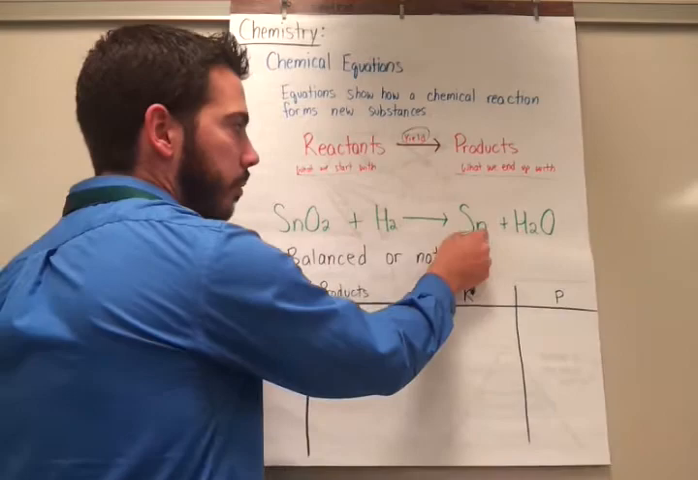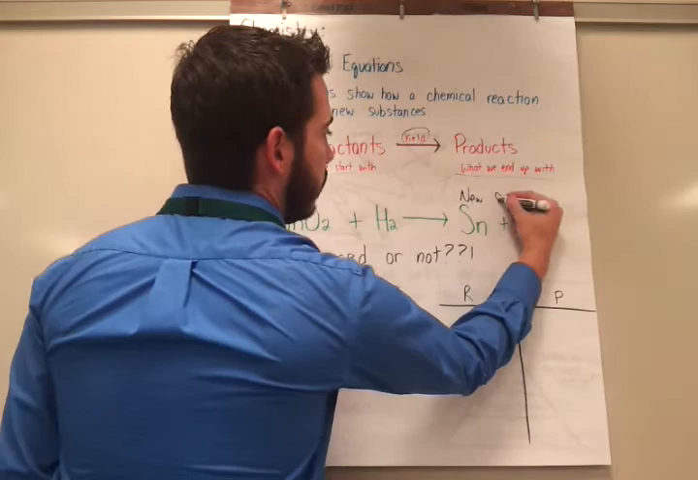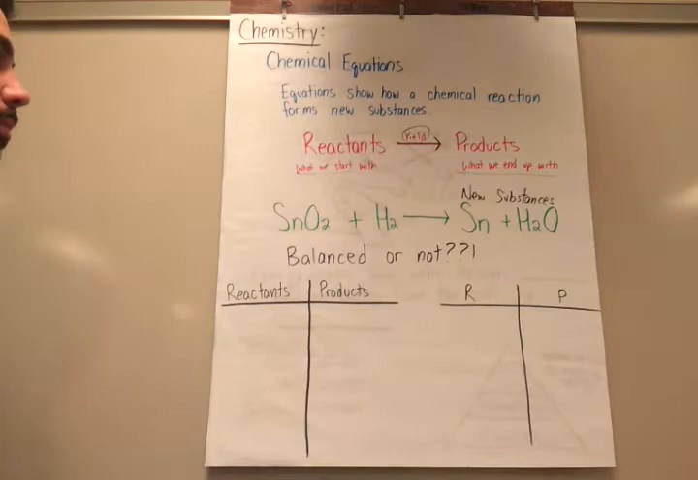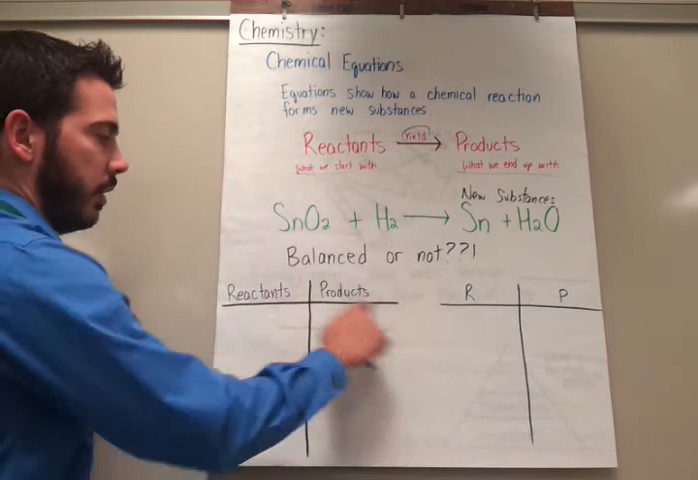So again, these are new substances. That's the definition of a chemical change. So is the equation balanced or not? That's what we want to find out. And the way you would do that is you would draw a T-chart.